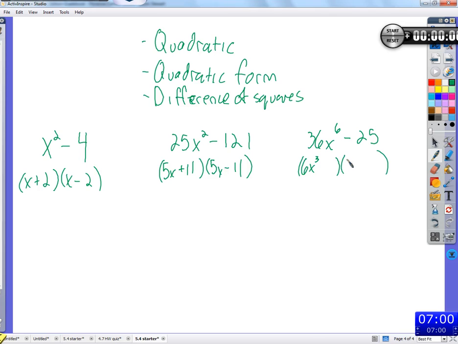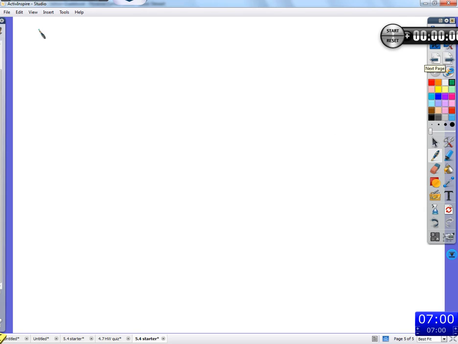6x cubed times 6x cubed will give us 36x to the 6th. Okay. Look out for difference of squares. Is this a difference of squares? Is it a difference? Are they squares? No. Are they some other kind of thing like a square? They're numbers. Congratulations. Correct.